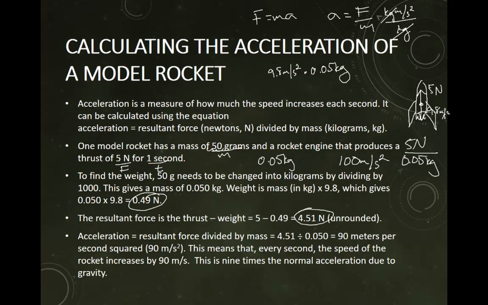And then we're going to calculate using this number, which is not going to be as nice and round as the 100 meters per second squared. Okay, so divided by 0.05 again, and that gives us approximately 90 meters per second squared. That means every second, the speed of the rocket increases by 90 meters per second. This is 9 times the normal acceleration due to gravity. So we're seeing some pretty major forces applied to that tiny little rocket to get it to accelerate that fast.